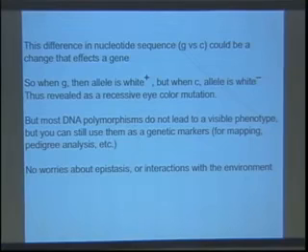Right? So you can maintain these kinds of allele frequencies. The nice thing about a DNA marker like that is that you don't have to worry about epistasis or interactions with the environment. Why is that? Why don't I have to worry about epistasis or environmental interactions if I'm looking at a difference between a G and a C in a DNA sequence?